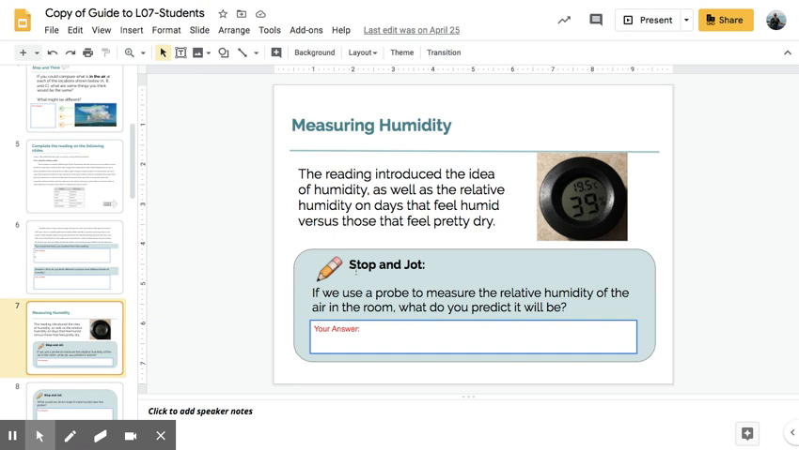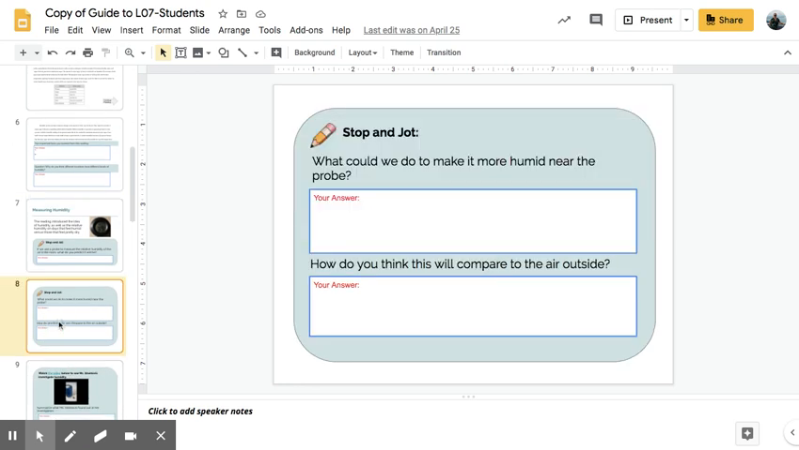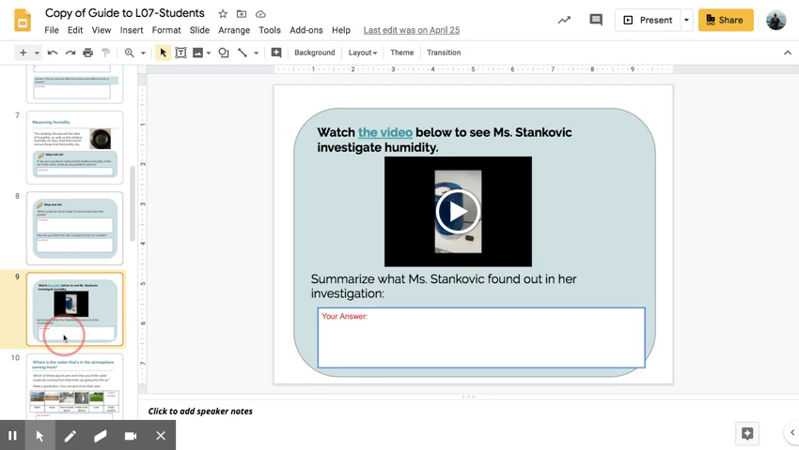And then we're moving on to measuring humidity. So this is a prediction question. And you're going to stop and think about how could we make something more humid? How do you think that this really humid air would compare to the air outside?